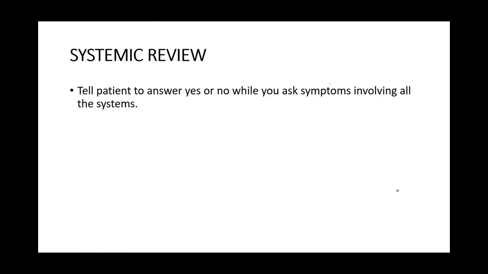Now, in systemic review, you want to briefly look at some systems to know if there are concomitant diseases, and you go through all the systems. Usually there's a manner you can ask this in form of a yes or no question. You can tell the patient, I would like to ask you some questions. You answer yes or no if they are present. Then you go system by system.